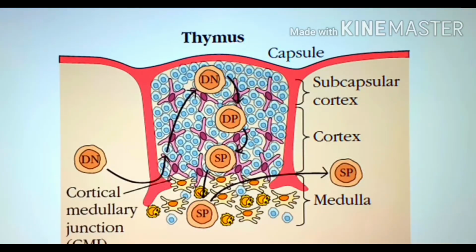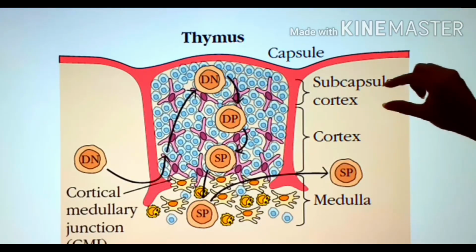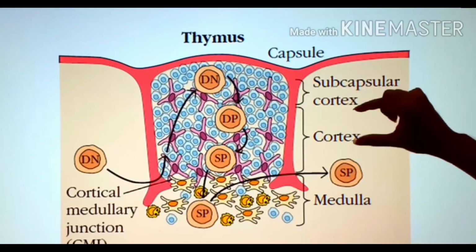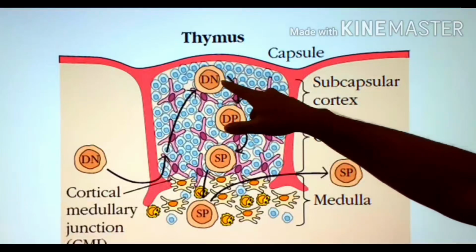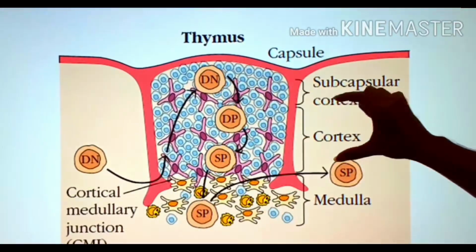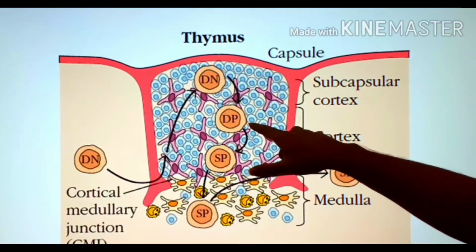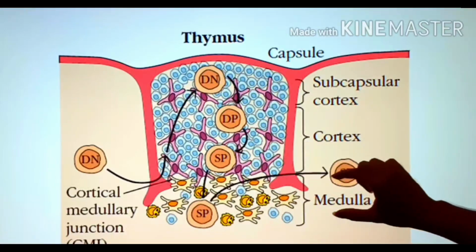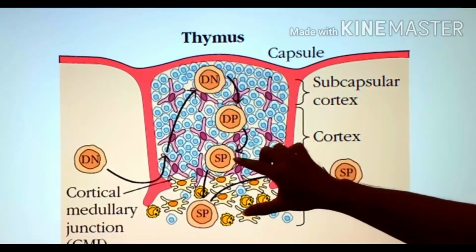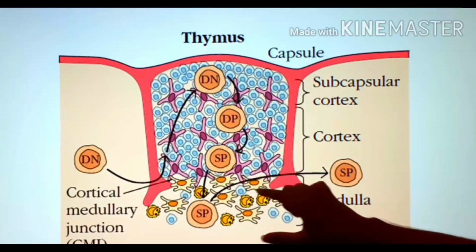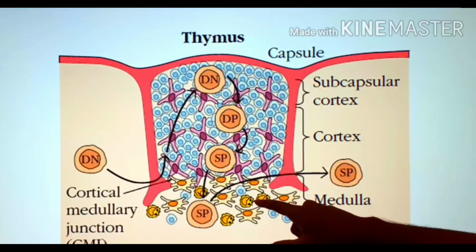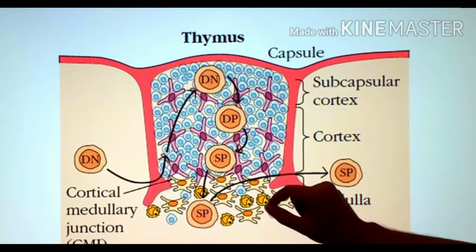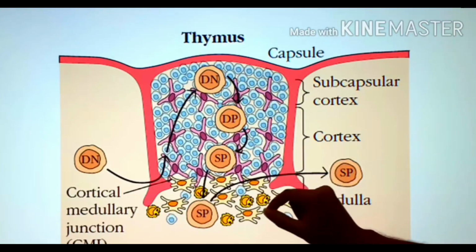So in the thymus there are three regions: subcapsular cortex, cortex, and medulla. In the subcapsular cortex, double negative cells proliferate. In the cortex, double positive cells are negatively and positively selected, and in the medulla, single positive cells go through a negative selection process. In the thymus, T cells are trained in such a way that they do not recognize self-antigen MHC molecule with high affinity.